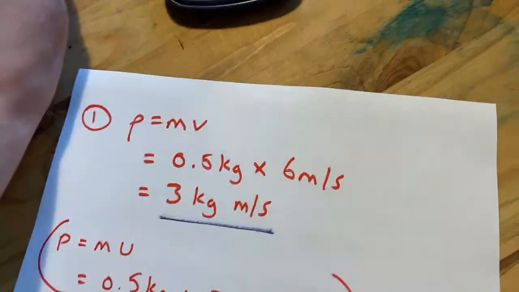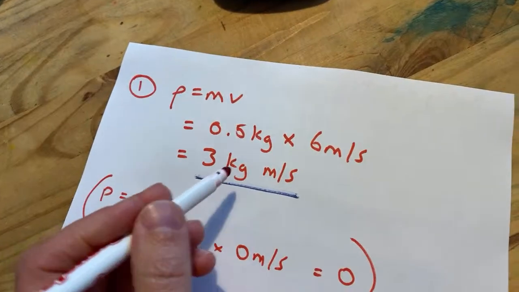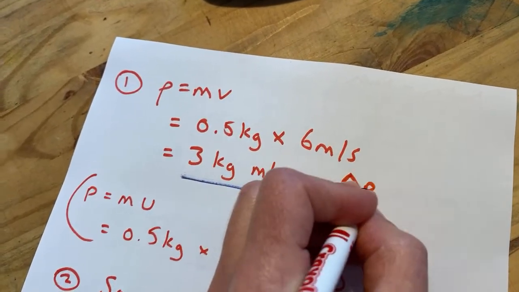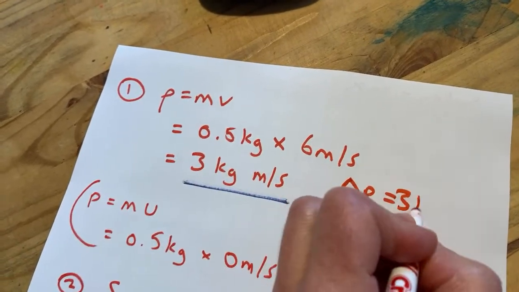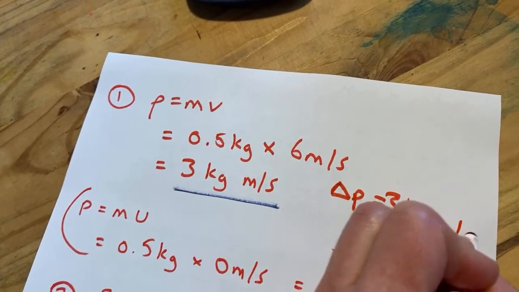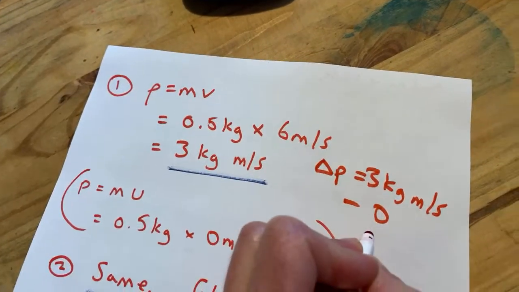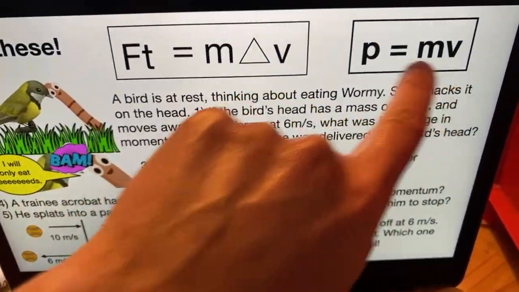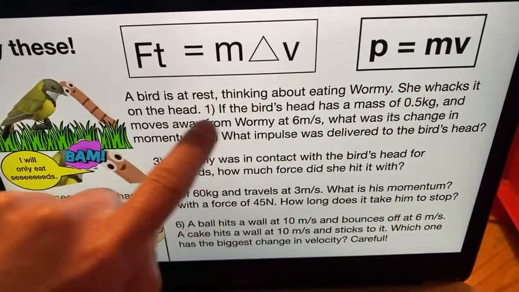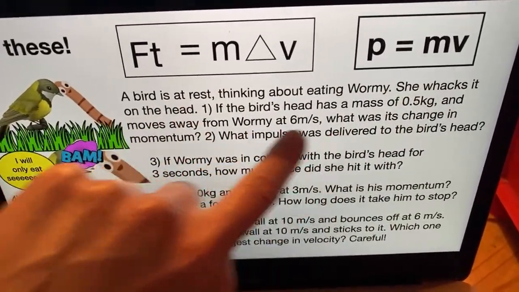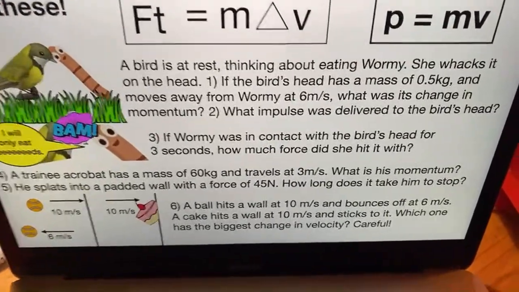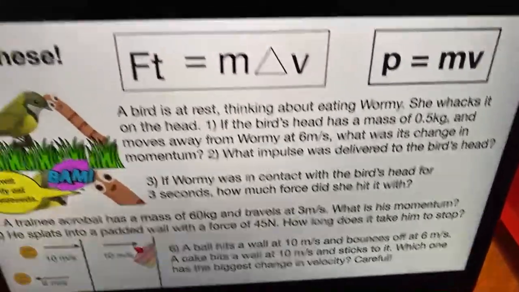If it was an exam, I suppose I'd really have to say that its change in momentum was that minus 0, which is obviously the same thing, if you know what I mean. Because it was still, it wasn't moving, so the first momentum is 0. So the change in momentum is just the last momentum. What was the impulse delivered to the bird's head? Well, have you got this?